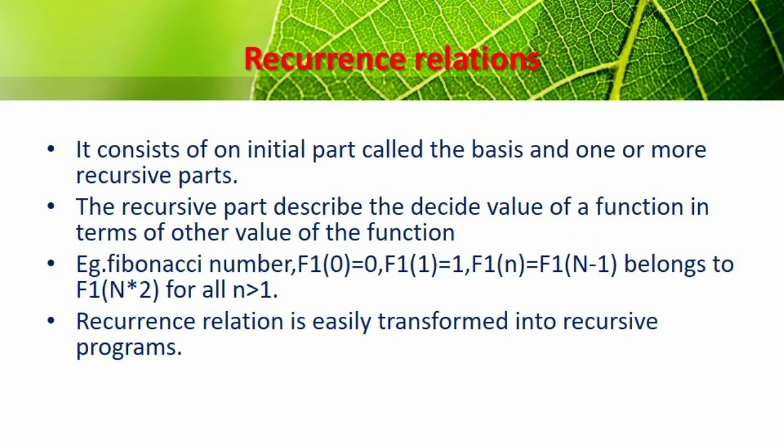Recurrence relations. A recurrence relation consists of an initial part called the basis and one or more recursive parts. The recursive part describes the desired value of a function in terms of other values of the function. Example, Fibonacci numbers. F(0) is equal to 0, F(1) is equal to 1, F(n) is equal to F(n minus 1) plus F(n minus 2) for all n greater than 1. A recurrence relation is easily transformed into a recursive program.